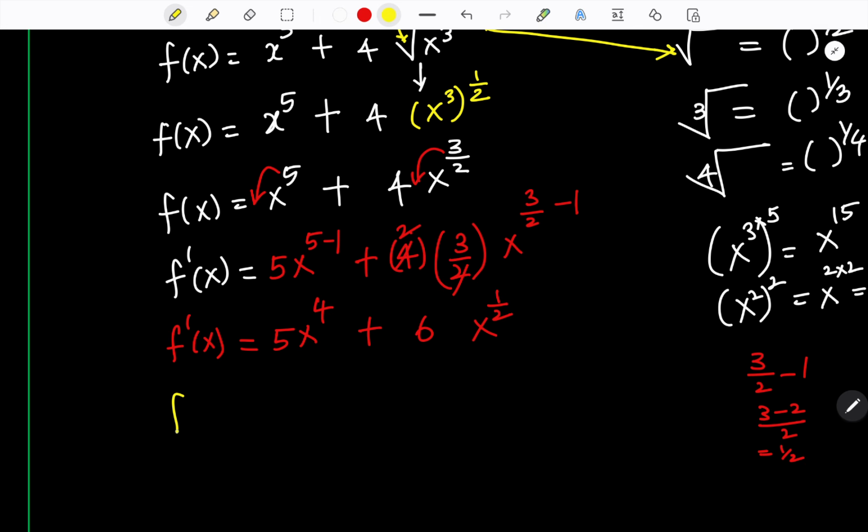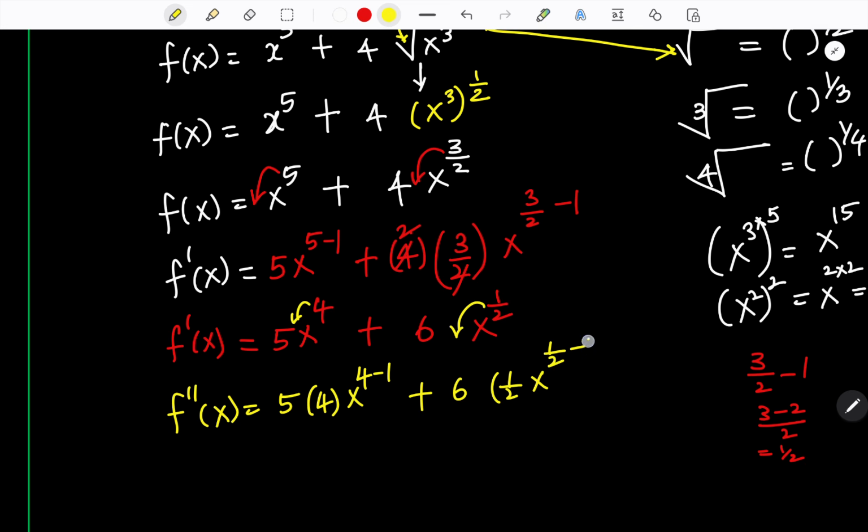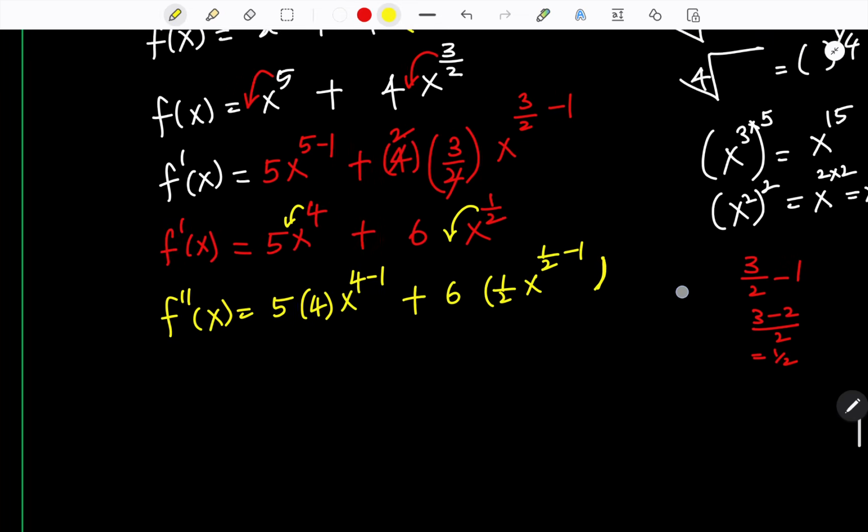Let's go for the second derivative, f double dash of x. 5 here, take the 4 here, x to the power of 4 minus 1, plus 6 here, take this half here, x to the power of half minus 1. Okay, right. So now we need to simplify.